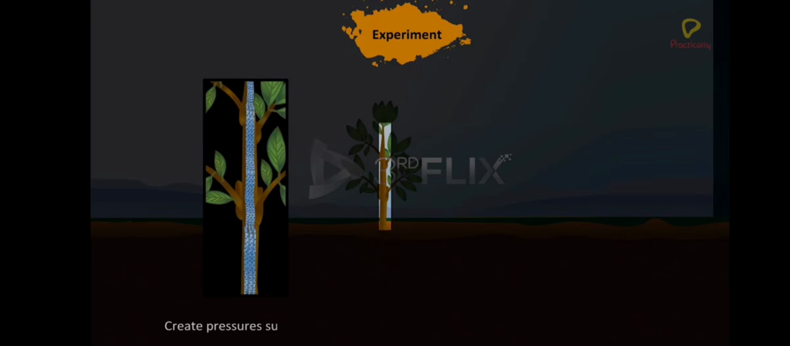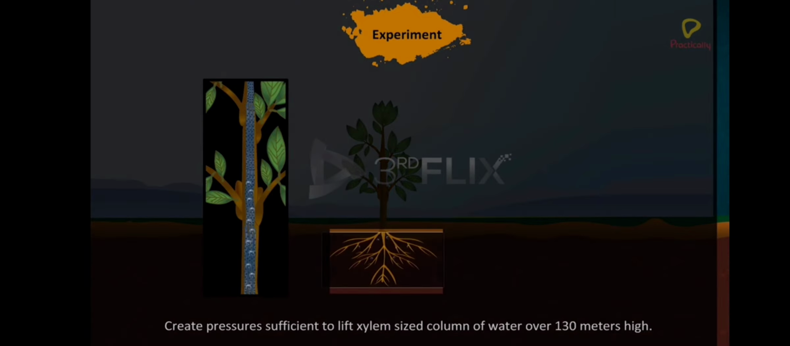Measurements reveal that the forces generated by transpiration can create pressures sufficient to lift a xylem-sized column of water over 130 meters high.